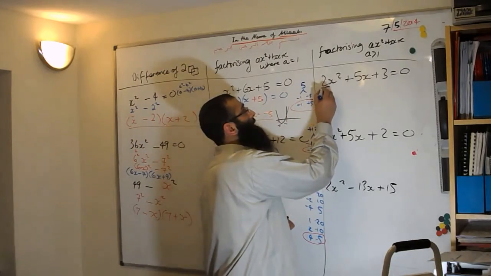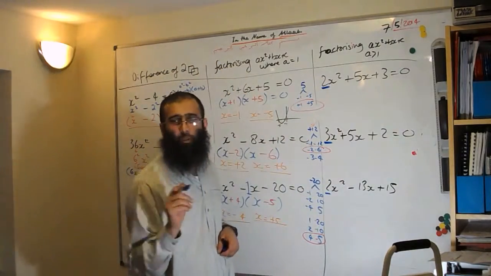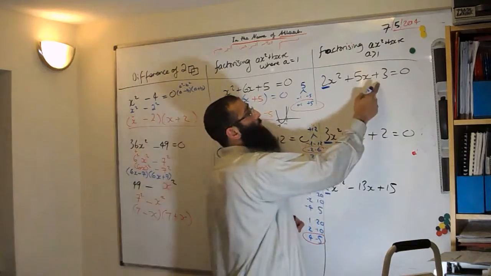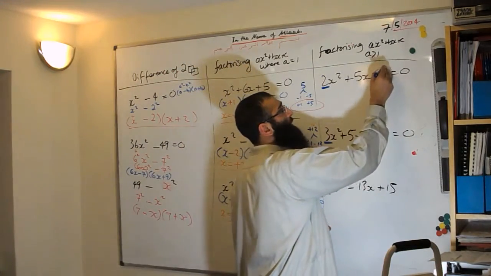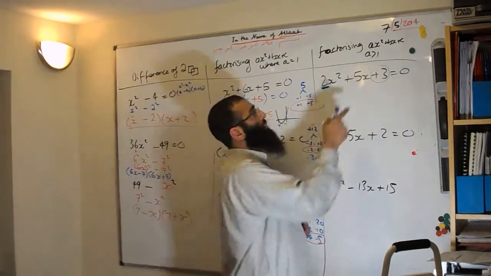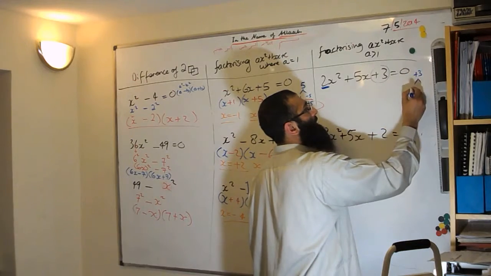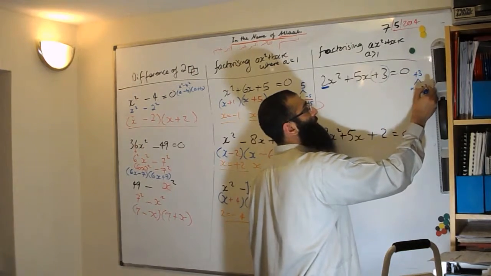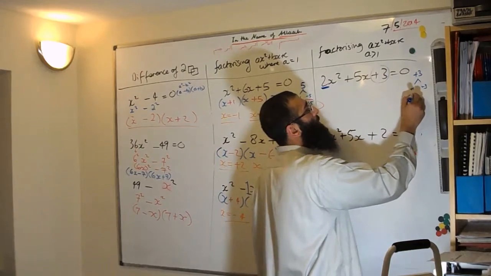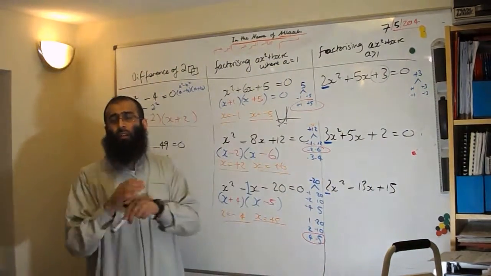Remember here, the first value is not 1, so they'll be done in a slightly different way. Looking for two numbers that multiply to give you plus 3, but they don't add to 5 by the way in this case. Let's look at the numbers that multiply to give you plus 3. So plus 3 is made up of what? Plus 1 times plus 3, or minus 1 times minus 3. That's an exhaustive list. That's all the values.